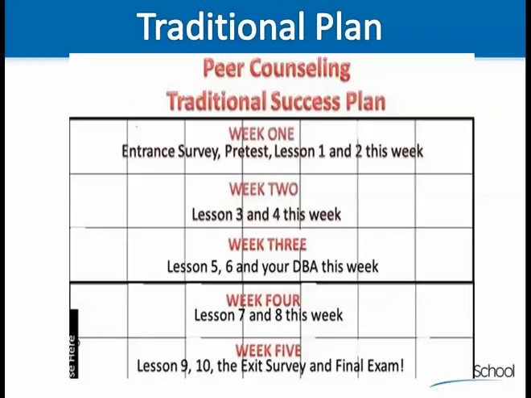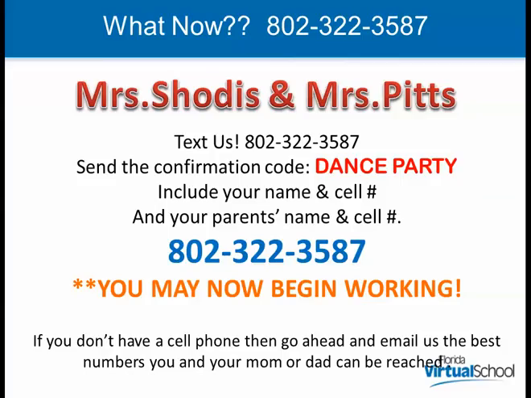But this is the slowest it should really take you, where in week 1, you do the entrance survey, pretest, and lessons 1 and 2, and then you go through, and then the last week would be, of course, the last 2 lessons and finishing it up with your exit survey and final exam. However, like I said, if you want to just take 3 weeks, then you can mix that up. You can do it for 4 weeks, whatever works. This is just a couple of suggestions.